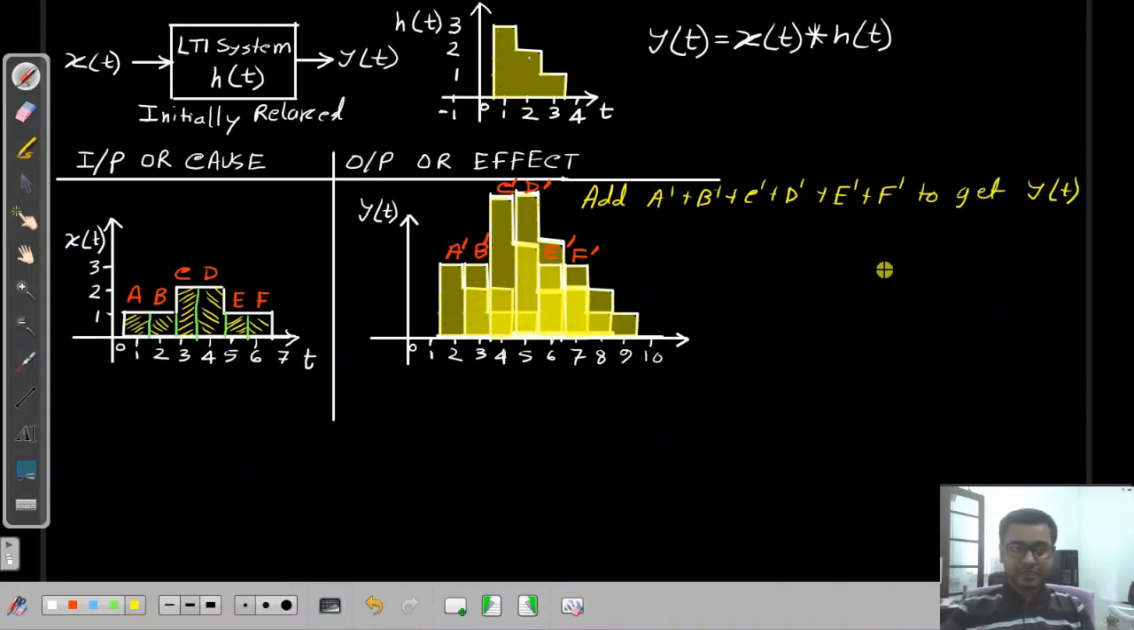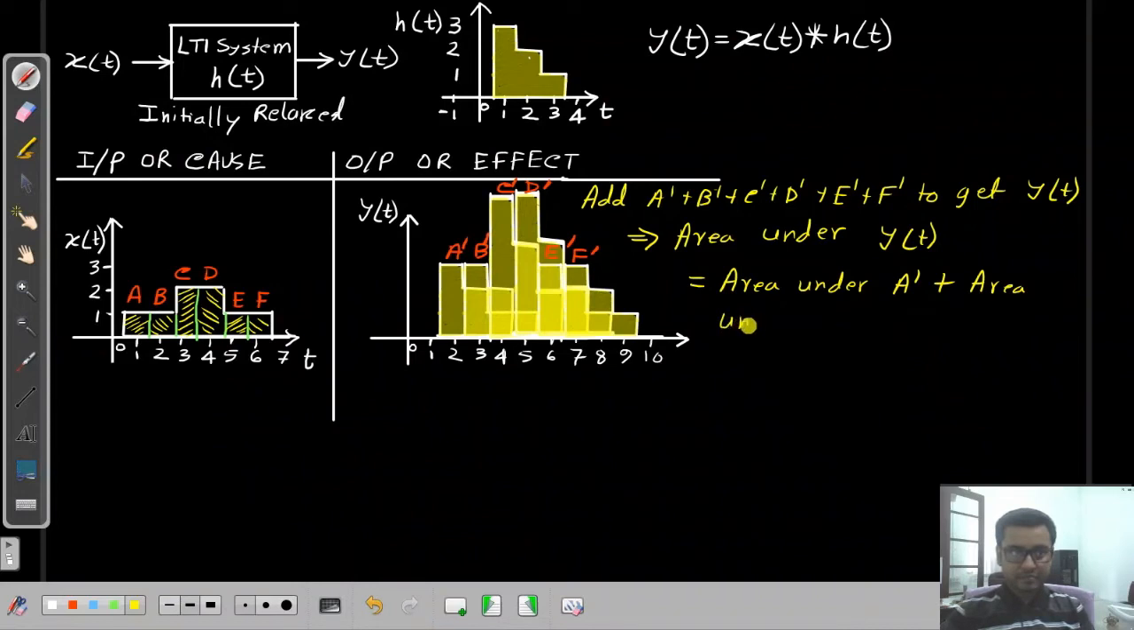y(t). So this implies that area under y(t) will be the sum of area under A prime, this part of the output, plus area of B prime plus up to area under F prime, all of them. That is the area of y.